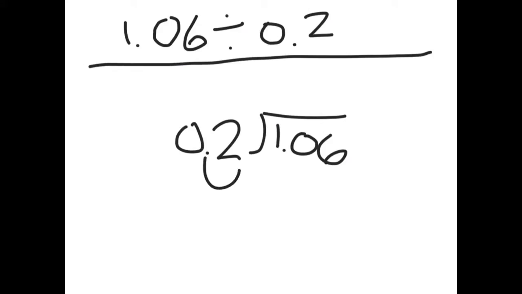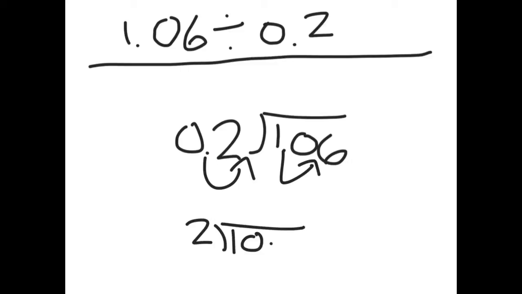First, you move your decimal place of the divisor to the right, and then you do the same thing to the dividend. So now it's 2 dividing 10.6, and your answer should be 5.3.